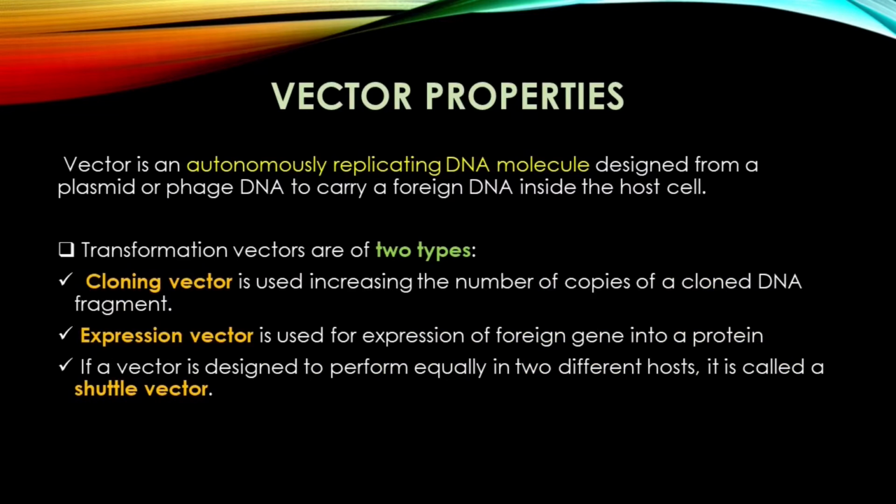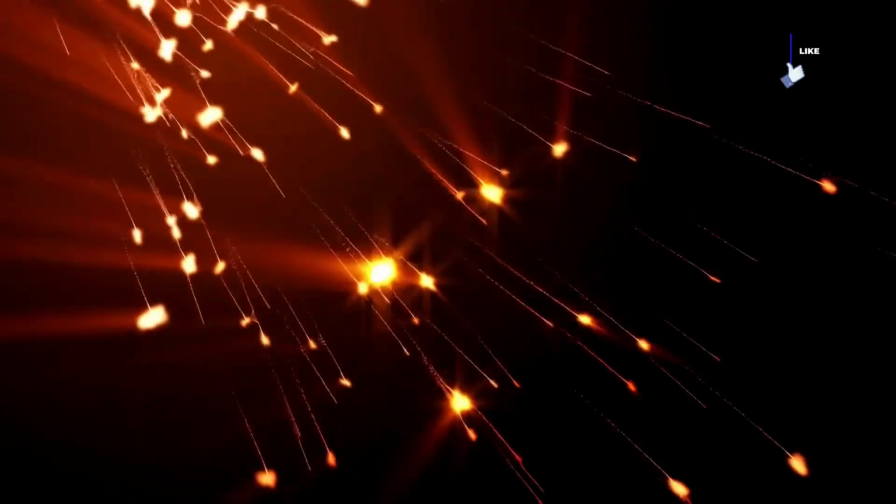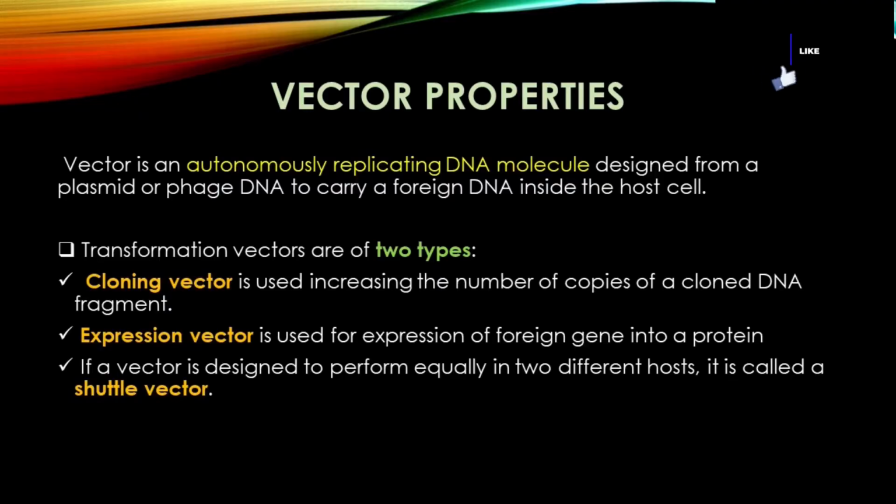Then we should also know about the properties of a vector. A vector is an autonomously replicating DNA molecule designed from a plasmid or phage DNA to carry a foreign DNA inside the host cell. The transformation vectors are also of two types. The cloning vector is used for increasing the number of copies of a cloned DNA fragment, and the expression vector is used for expression of a foreign gene into a protein.